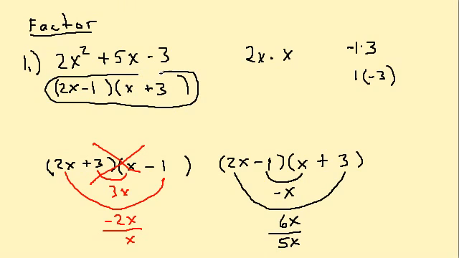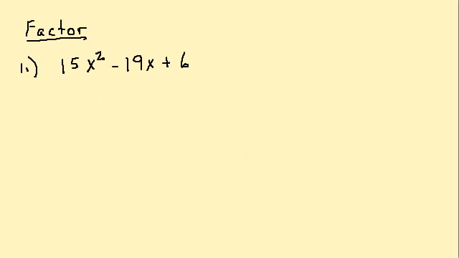Okay? And this method is exactly what it says it is. It's trial and error. You've just got to try something until you find what works. Alright, let's take a look at this one. What can I multiply to get 15? Well, that's going to be 1 times 15, 3 times 5. And what about +6? Well, that's 1 times 6 and 2 times 3.